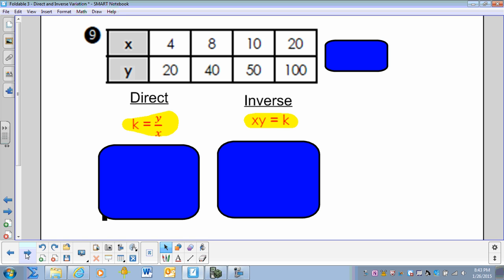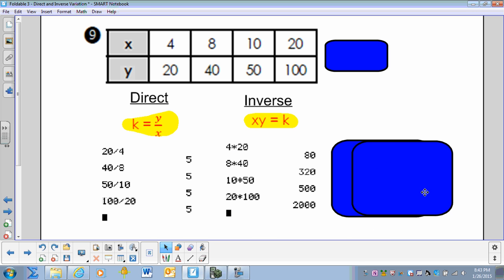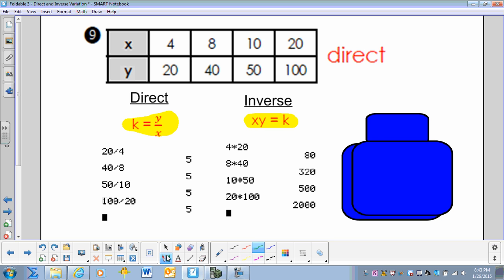Number 9. In order to be a direct variation, y divided by x must be the same. In order to be an inverse variation, x times y has to be the same. So this is a direct variation. And the equation to represent this is y equals 5x.